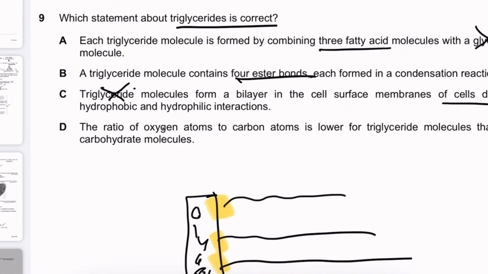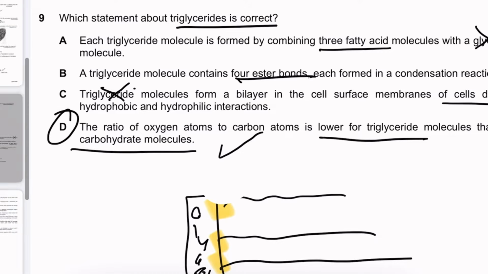The ratio of oxygen atoms to carbon atoms is lower for triglyceride molecules than for carbohydrates. That is true. Triglycerides are rich in those carbon chains, as you can see, and definitely have much less oxygen. The only oxygen available is in the ester bond, and I think it's basically the 2 atoms available in the ester bond, which is why it's D.